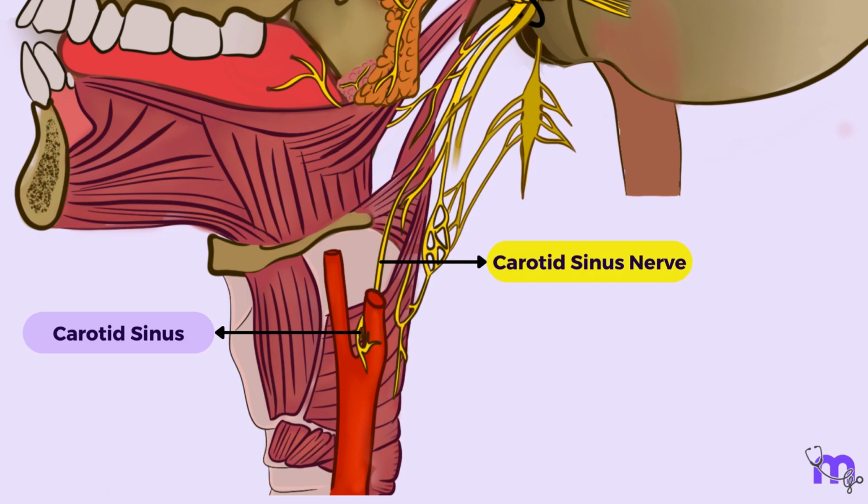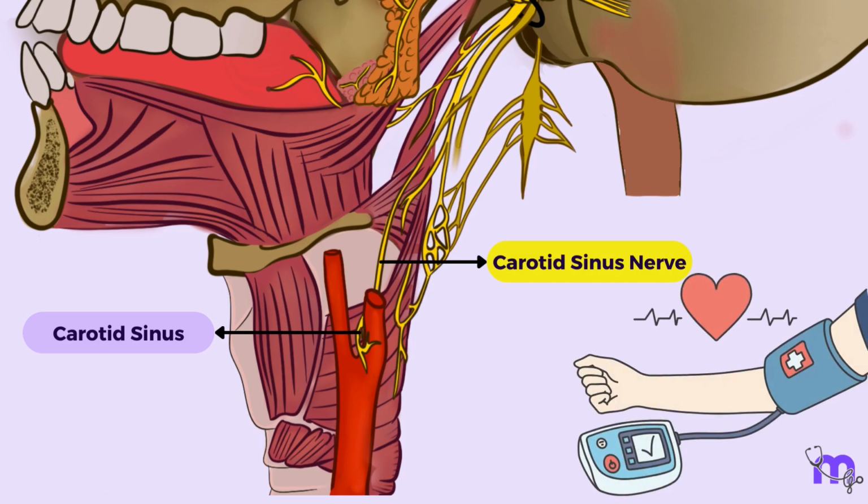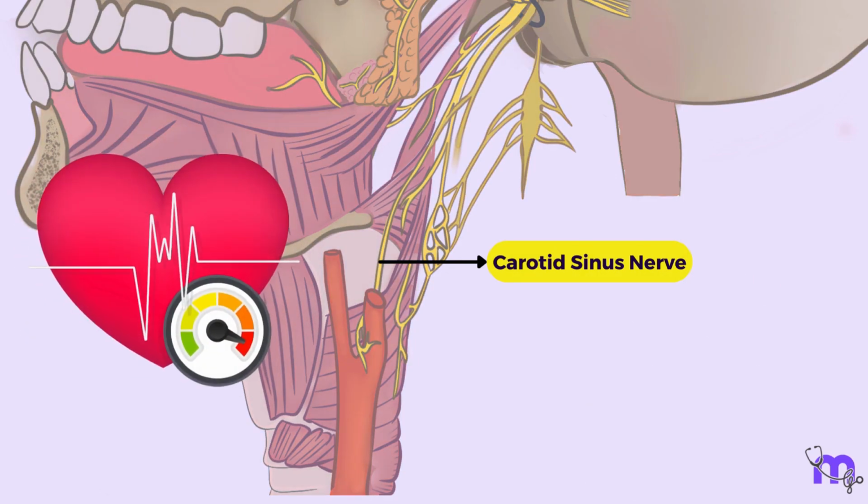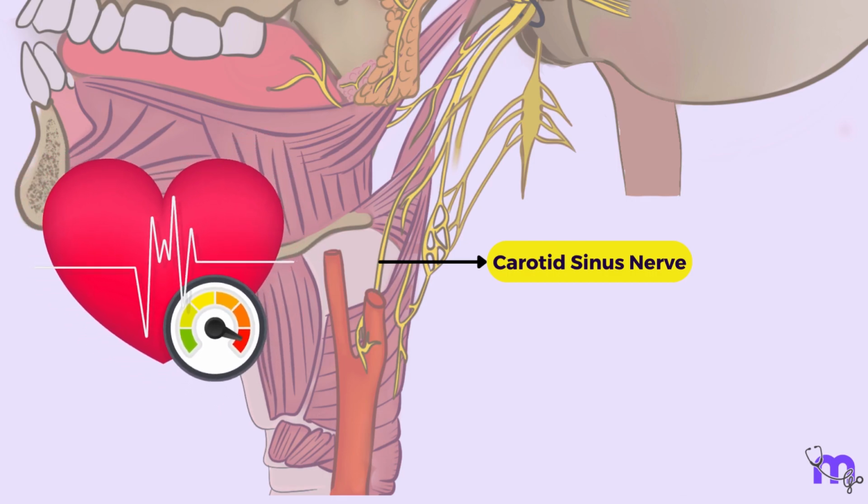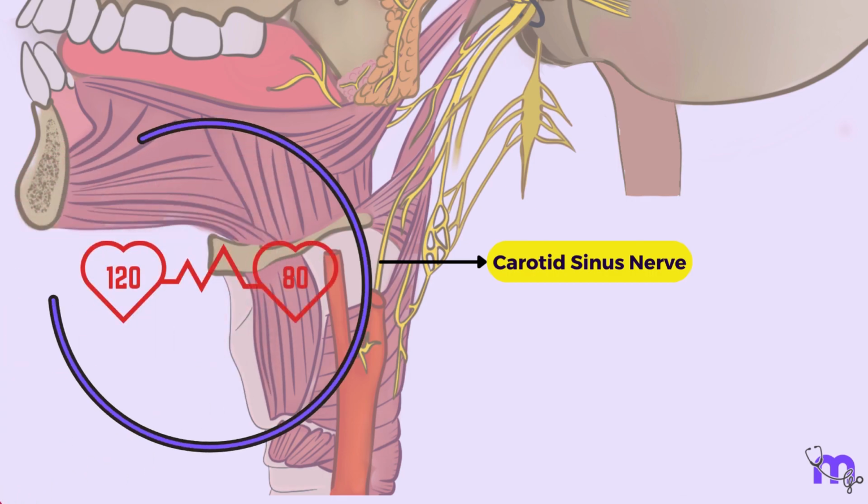The carotid sinus nerve is the body's built-in blood pressure regulator. When your blood pressure goes too high, these fibers help initiate a reflex that lowers it back to a safe level.